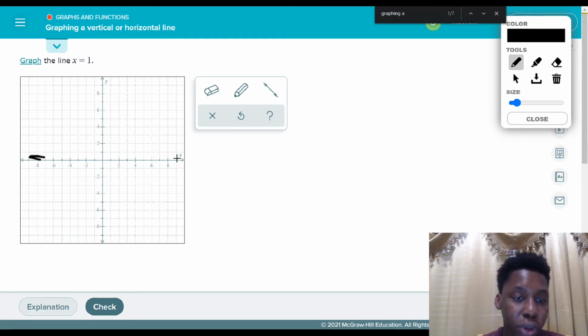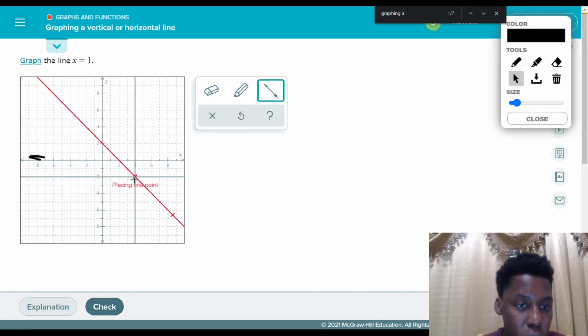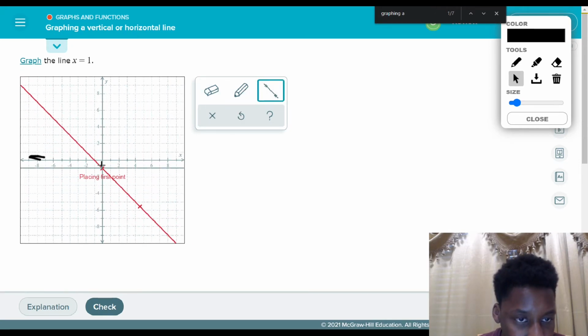Okay, and in order for us to graph the line x equals 1, we have to draw a vertical line through the x-axis. So we have to look for where 1 is in the graph. We know this is the negative side of the x-axis and this is the positive side. We're looking for +1, right? So that's what we're asked to do. So let's look at the graph. Okay, this is a +1, right?